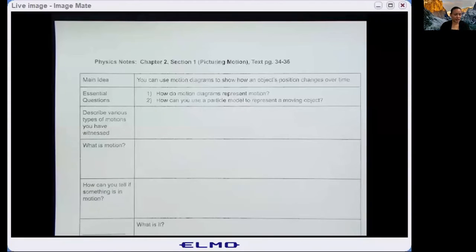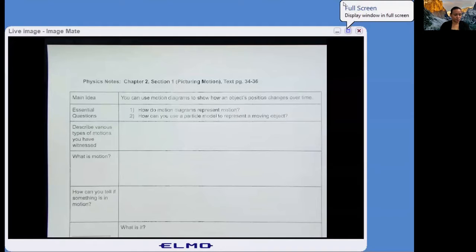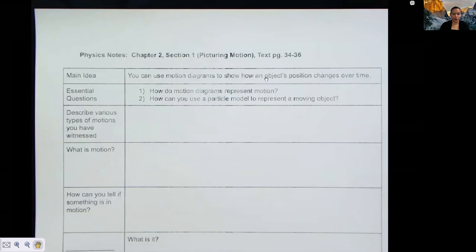Good morning. Today we're going to start our discussion on Chapter 2, Section 1 of your textbook. The main idea for today is you can use motion diagrams to show how an object's position changes over time. So one of the terms for today is going to be motion diagrams.